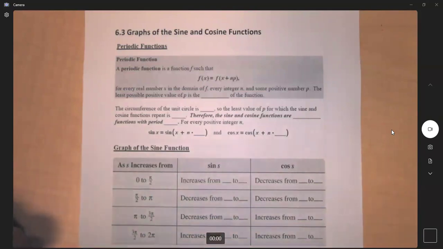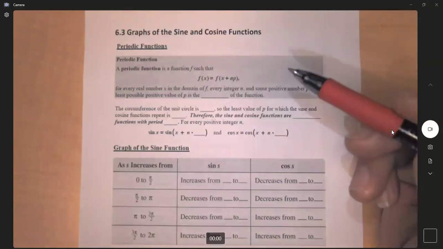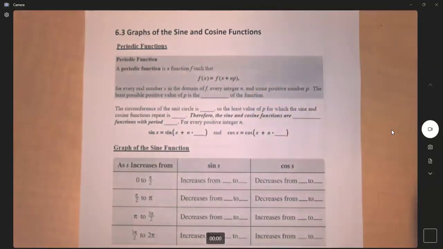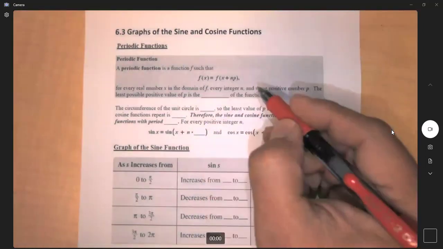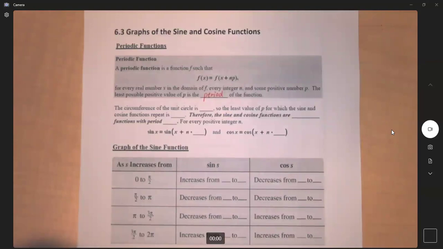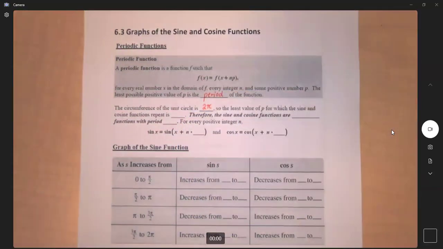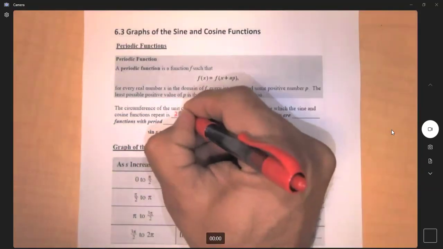They are periodic functions, and a periodic function is a function that looks like this, where the function repeats every certain amount of values, which is called the period. So the least positive value of p in this notation is the period of the function. The basic period for our sines and cosines, these circular functions, is 2 pi. So the least value for which the sine and cosine functions repeat will therefore be 2 pi.